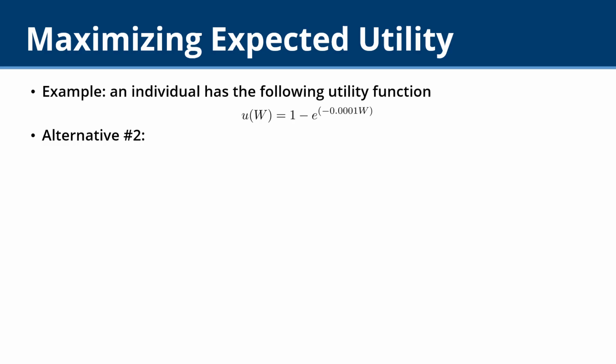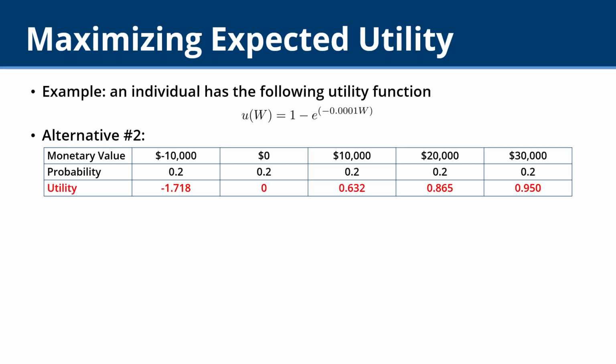I want to make sure you understand that we're not using the monetary values directly here, because we want to make a decision based on the decision maker's utility function. So we have to convert each one of the monetary values into a utility value. We have the set of monetary values, negative 10,000, 0, 10,000, 20,000, 30,000, and we can see the associated utility values there. I'm going to give you the calculations for these.